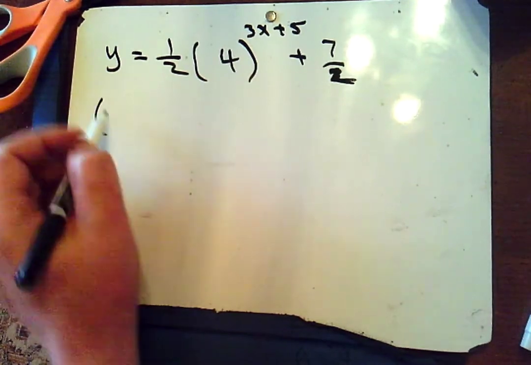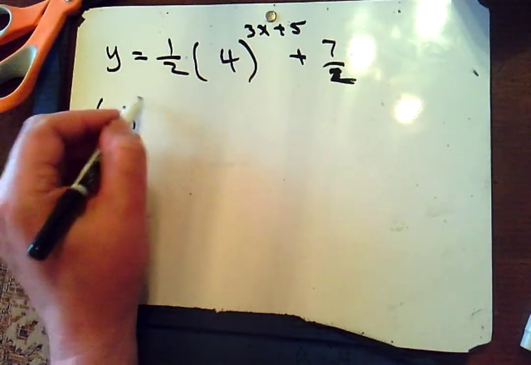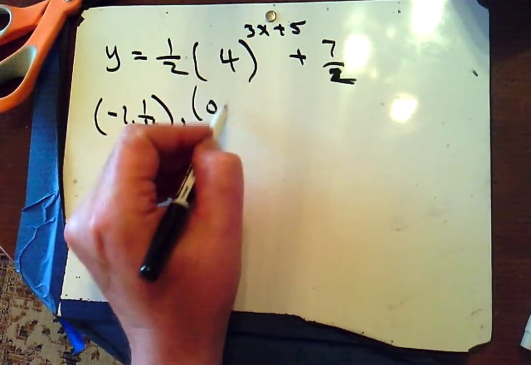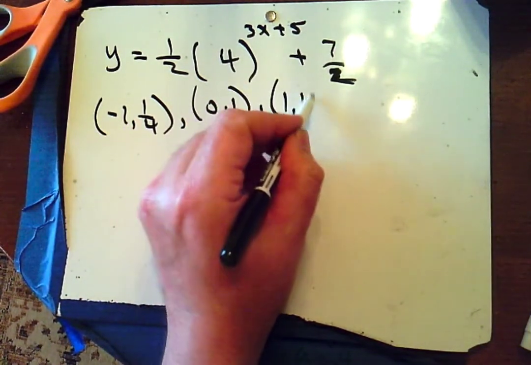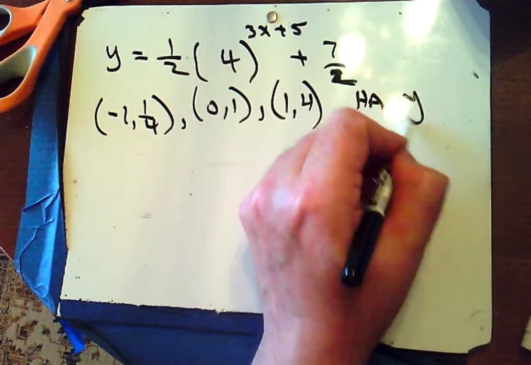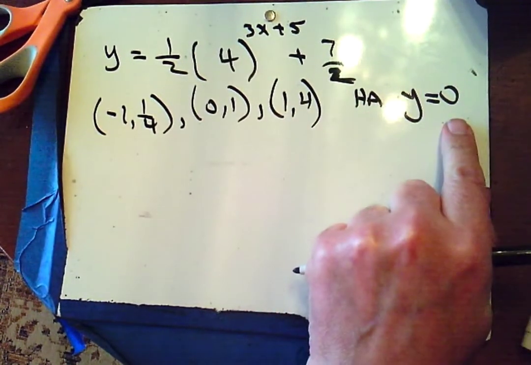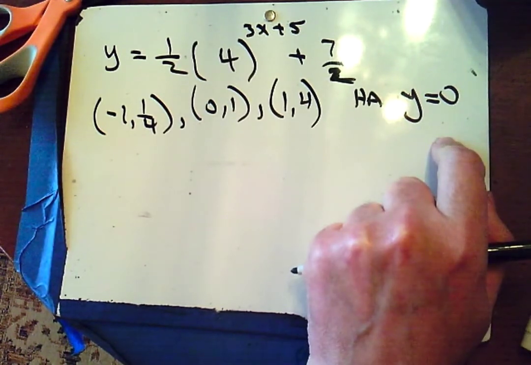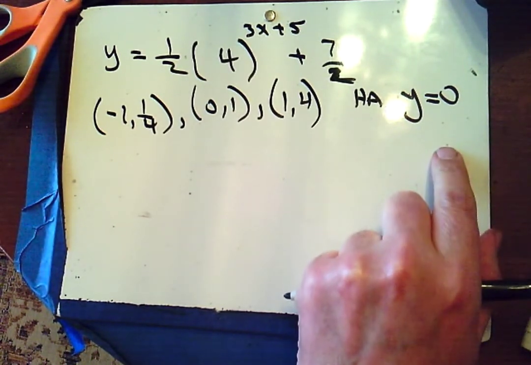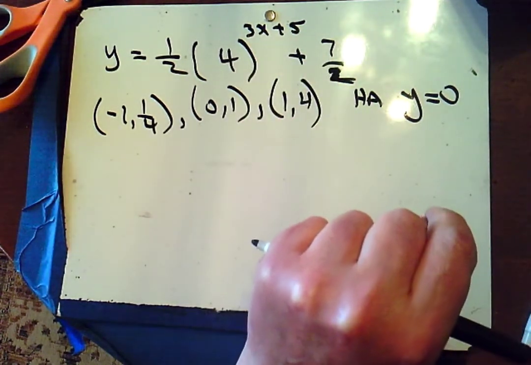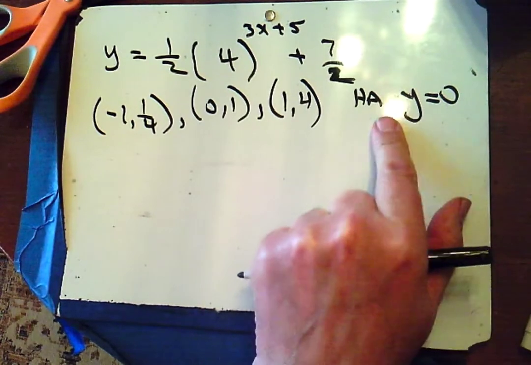Okay, I'm starting here with the reference points, which are negative 1, 1 over b, our base is 4, so 1/4, 0, 1, and 1, 4. Don't forget the horizontal asymptote, y equals 0. Many students leave this off, and because they leave it off, they draw a horizontal asymptote at 0, even though the horizontal asymptote isn't at 0, but at 7/2. So please make sure you include this every time.